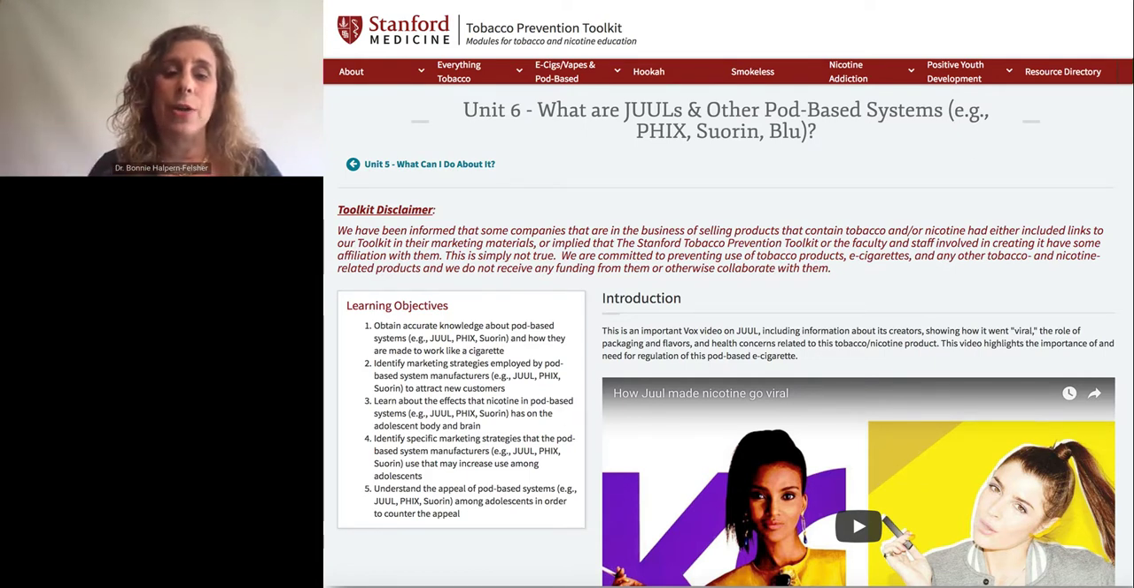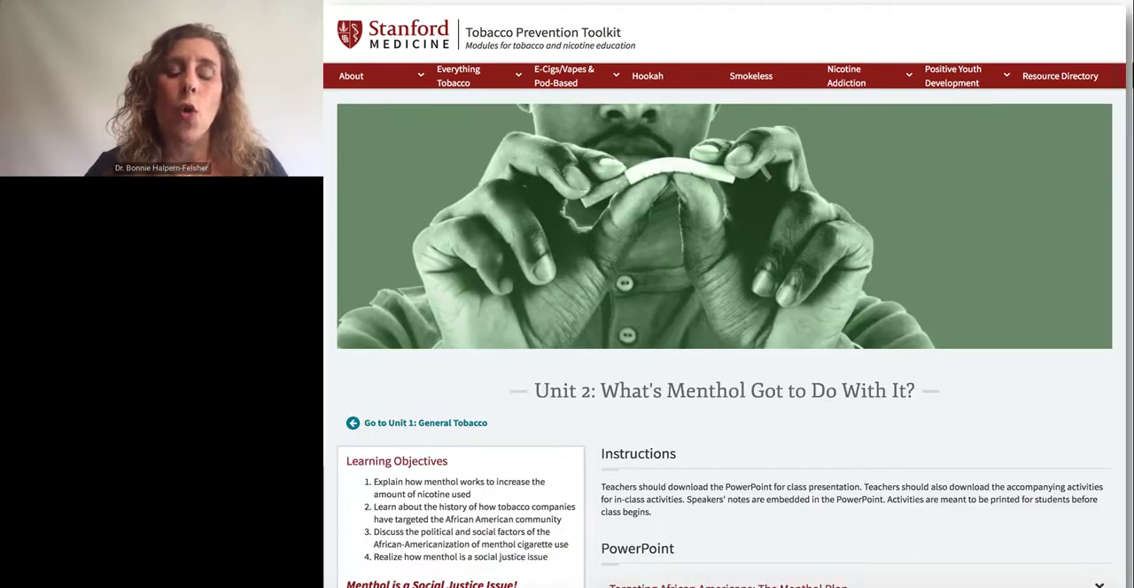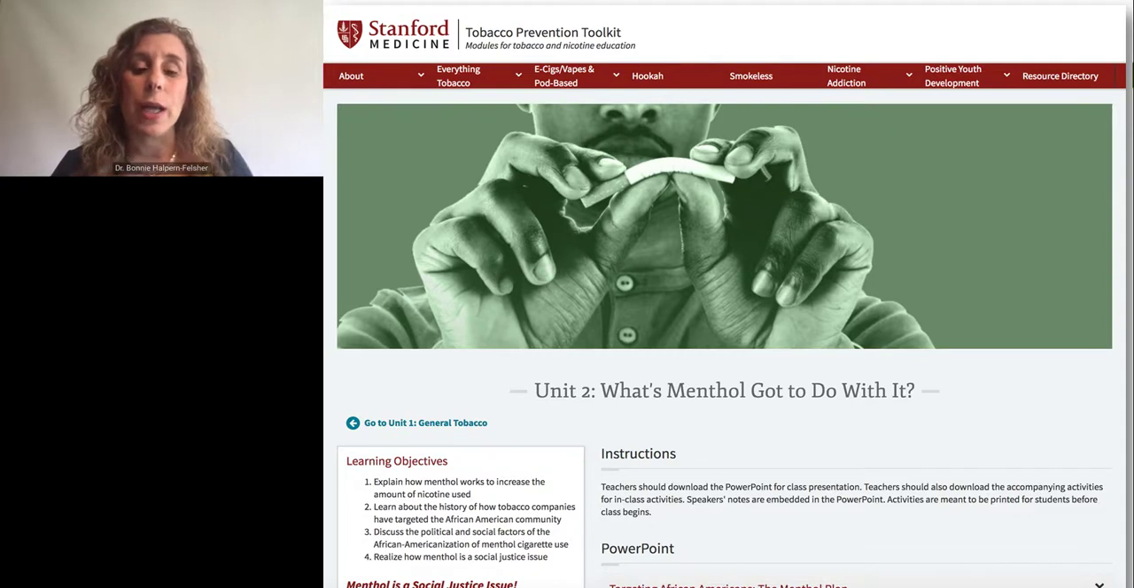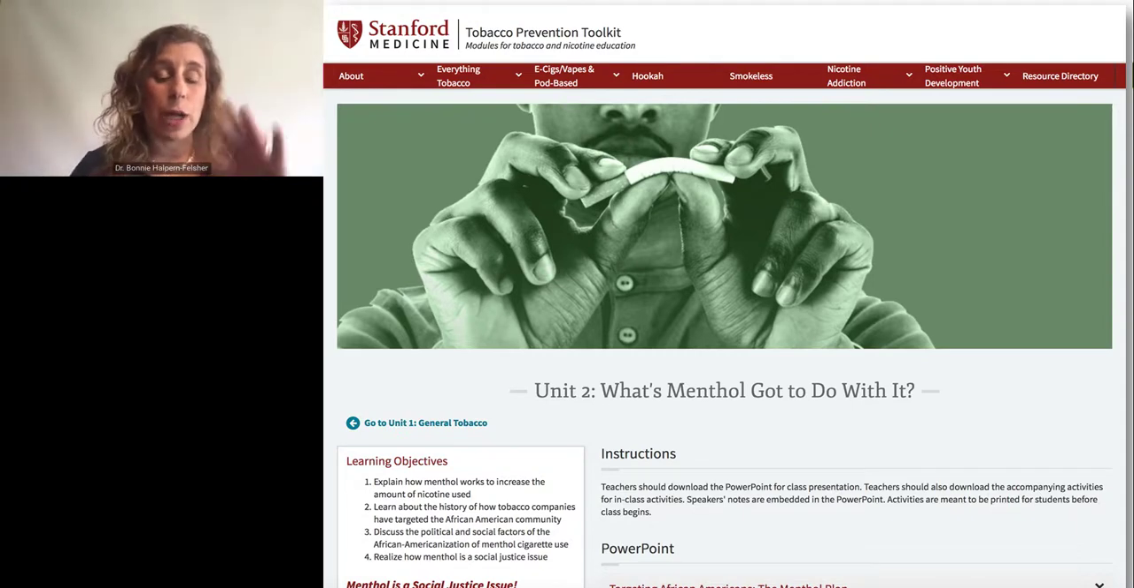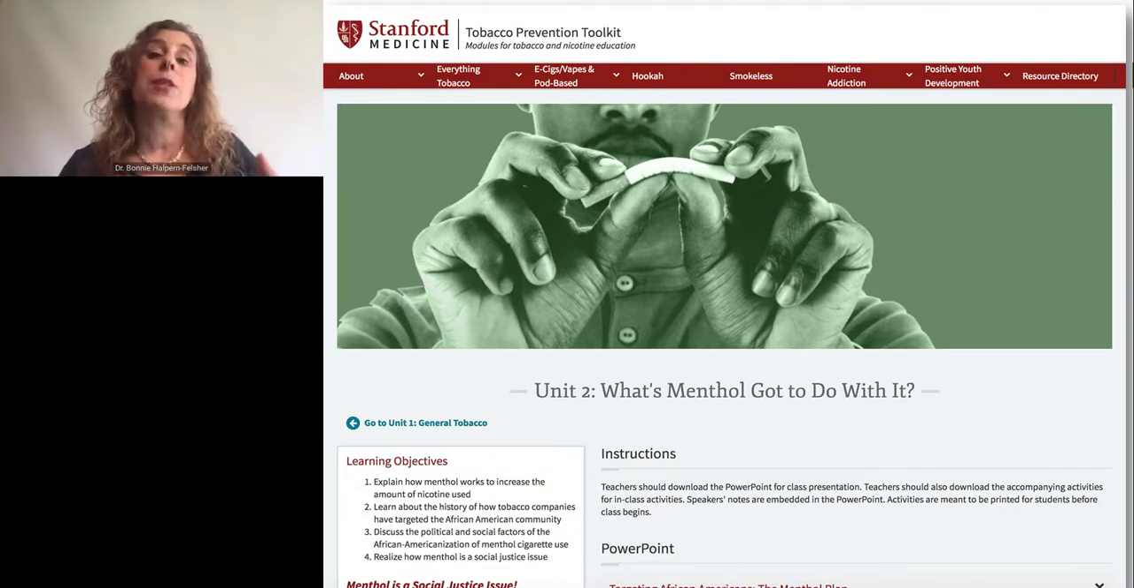So we do have an entire unit just focused on e-cigarettes. I mentioned the What's Menthol Got to Do With It unit. We have an entire unit on menthol. And I think this is particularly important now.